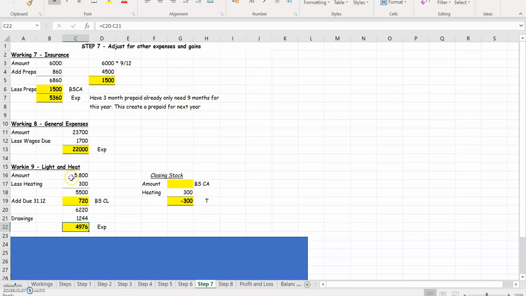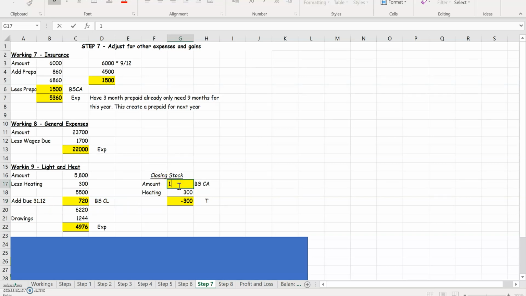So your expense for light and heat is 4,976. You'll have the 1,244 that'll go to your drawings, and then you'll have this electricity due or light and heat due that'll go into your balance sheet as a current liability.